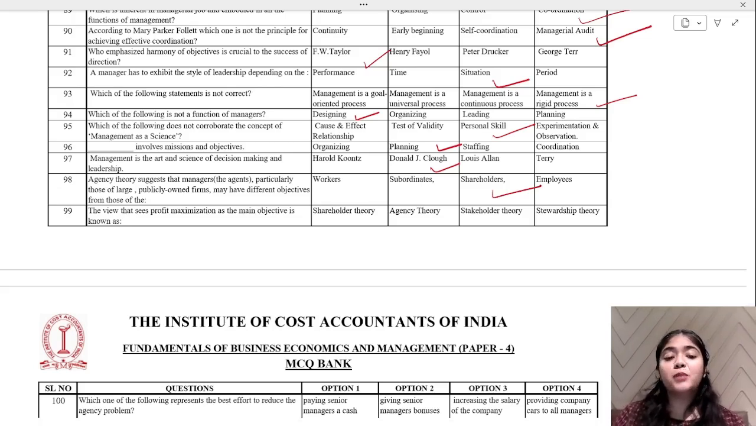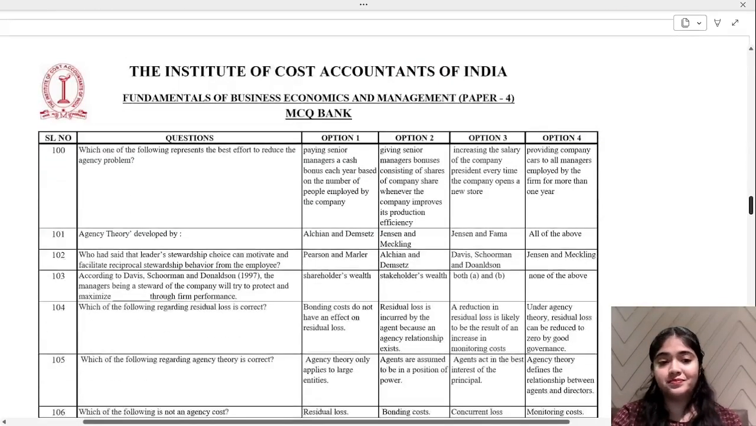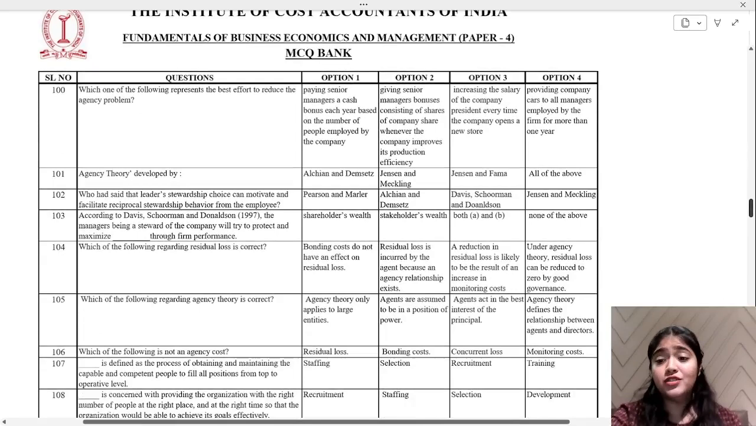The view that sees profit maximization as the main objective is known as shareholder theory, agency theory, stakeholder theory, or stewardship theory. Yes, that is stakeholders theory, because everyone is doing the business only for profit's sake, right? Except the NQs. 99 questions we have done very smoothly, and we are left with few of them.